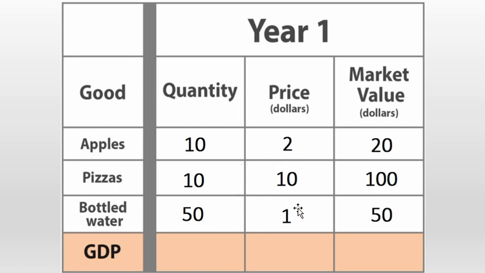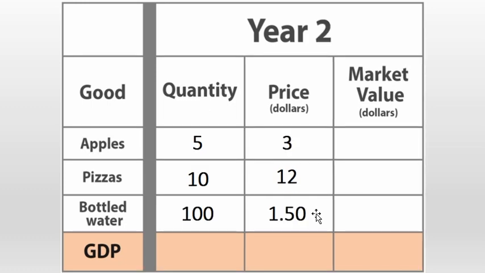If we do that, 10 times 2 is 20, 10 times 10 is 100, 50 times 1 is 50. That's the market value of each of those goods. To get GDP, we just sum all those market values. So that would be $170. Remember that number, $170.